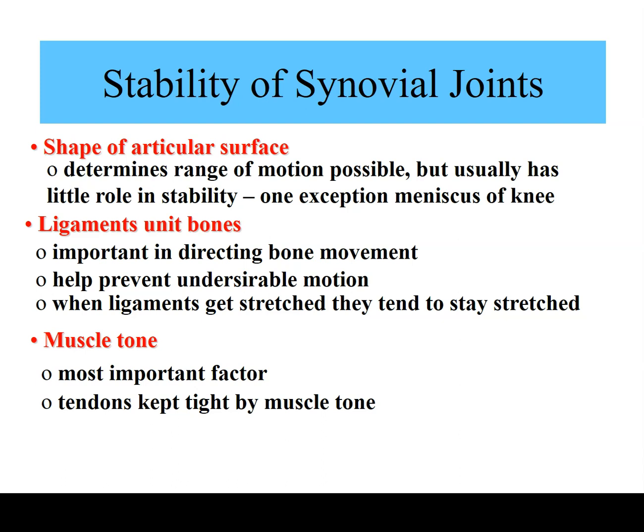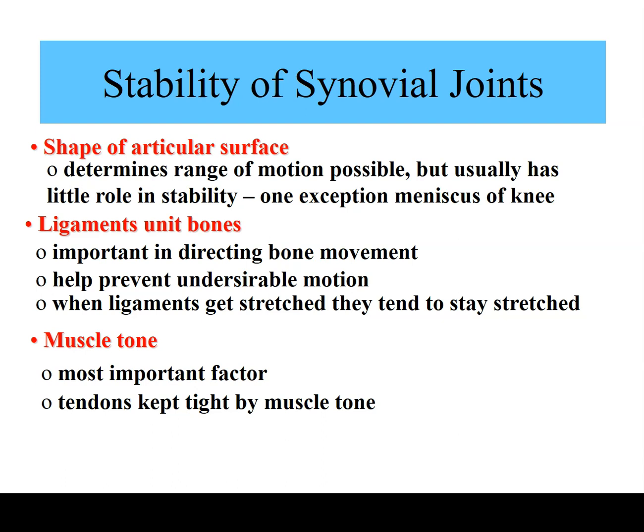Ligaments unite bones. They are important for the direction of the bone movement. It helps prevent undesirable motion. If there is undesirable motion, then there's going to be ligament damage. When ligaments are stretched, they tend to stay stretched, so they don't have elasticity. In common terms, they don't have memory. Muscle tone is the most important factor. Tendons keep tight with muscle tone.